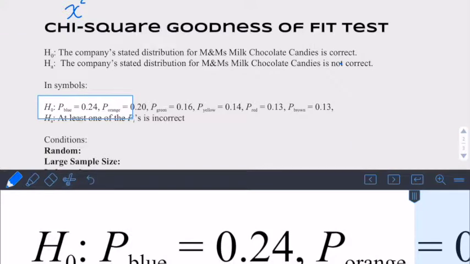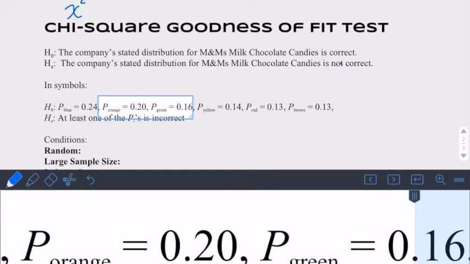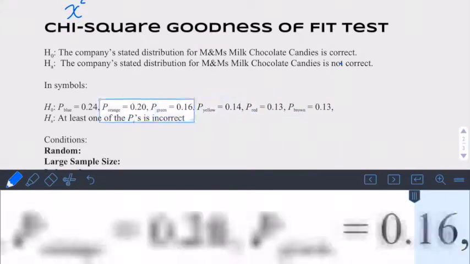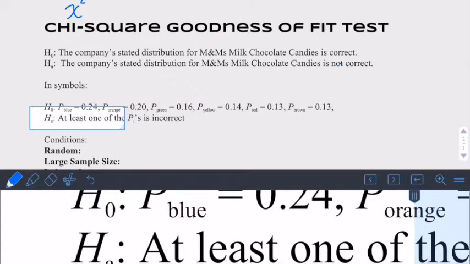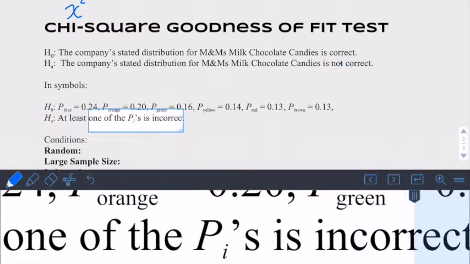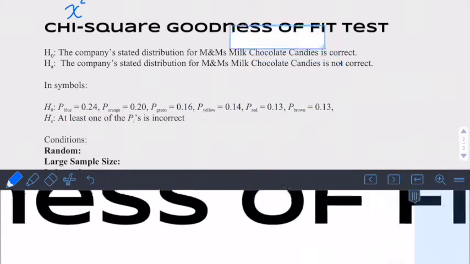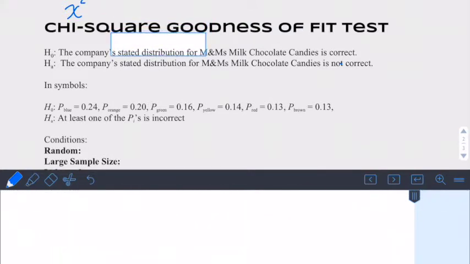Pretty easy. Or we could write it this way in the symbols. The proportion of blue is 0.24, the proportion of orange is 0.2, proportion of green, all of that. And the alternative is at least one of them is incorrect, right? It only takes one for us to not believe the stated distribution is correct.